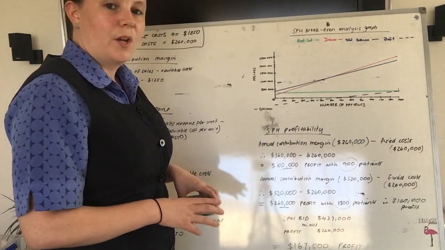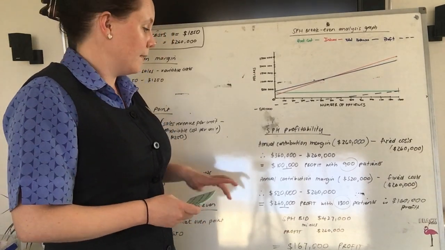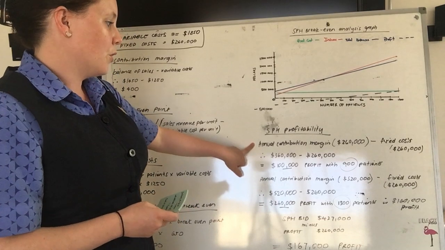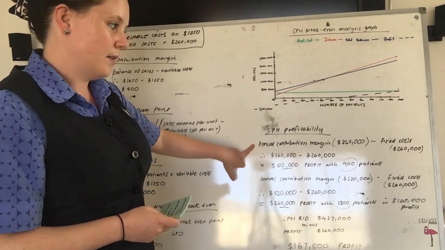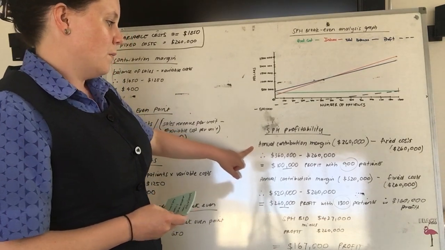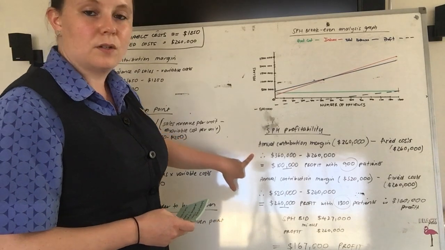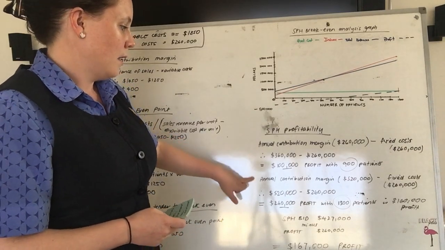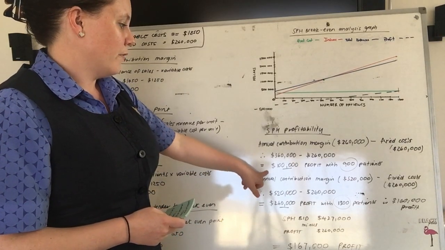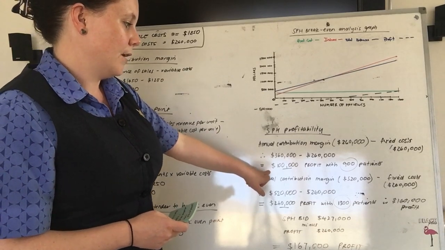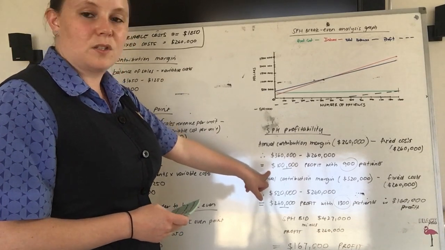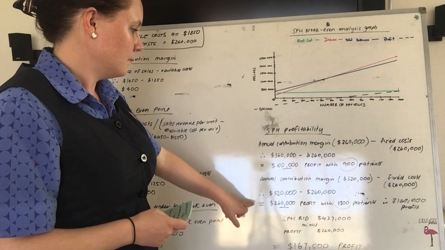When it comes to Sturt Private Hospital's profitability, I've worked out the annual contribution margin, which would be $360,000. If you minus the fixed costs from that, which is $260,000, the profitability for Sturt Private Hospital would be $100,000, and that's just with the 900 patients.